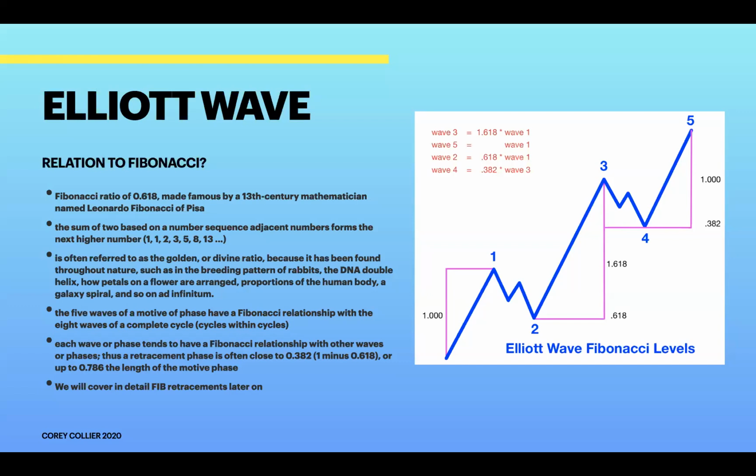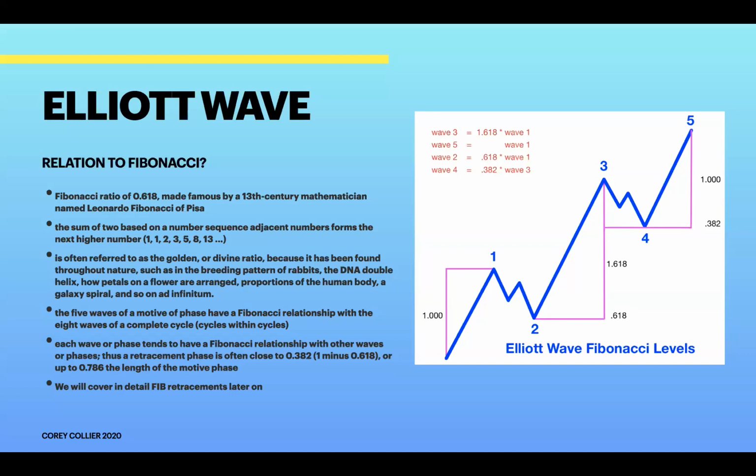The 0.618, guys, is often referred to as the golden ratio or the divine ratio because it's been found throughout nature. It's in the breeding patterns of rabbits. It's found in the DNA double helix. It's found in how petals of a flower are arranged, portions of the human body, a galaxy spiral, and so on. So Fibonacci, guys, this is real life stuff, real life mathematics, real life numbers.